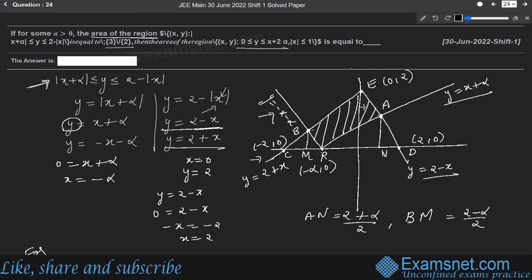It is very simple. You can see there is a triangle CED. If from this triangle, we only want this shaded region, then we have to eliminate these two parts, right? Means firstly, we have to find the area of triangle CDE. Then we have to subtract the area of triangle BCR and the area of triangle ARD.